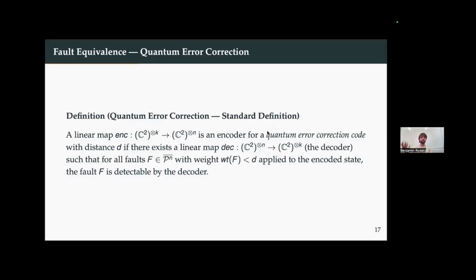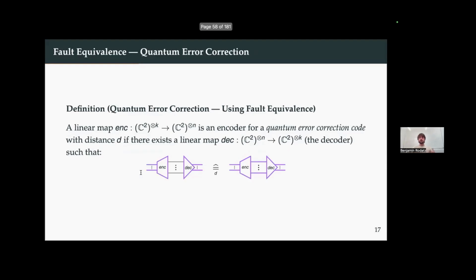So usually, a quantum error correction code is defined via its encoder, which is a linear map for which there exists a decoder such that all faults of weight less than D are detectable by the decoder. Now, in terms of fault equivalence, we can say, look, a quantum error correction code is a linear map for which there exists a decoder such that these two diagrams are fault equivalent.